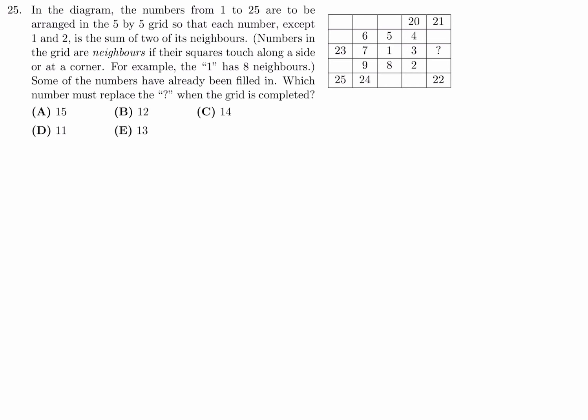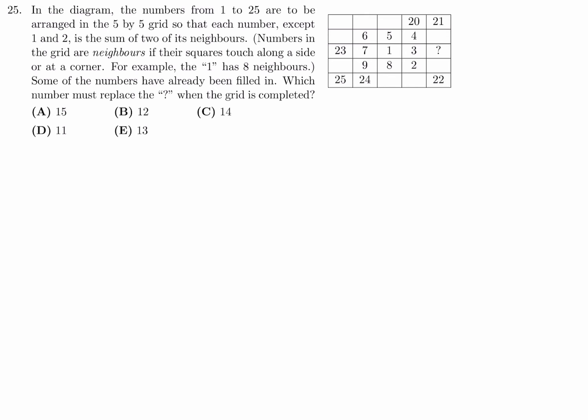In the diagram, the numbers from 1 to 25 are to be arranged in the 5 by 5 grid so that each number except 1 and 2 is the sum of 2 of its neighbors. Numbers in the grid are neighbors if the squares touch along a side or at a corner. For example, 1 has 8 neighbors. Some of the numbers have already been filled in. Which number must replace the question mark when the grid is completed?